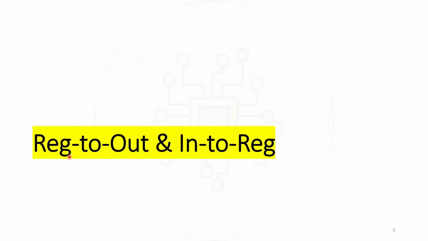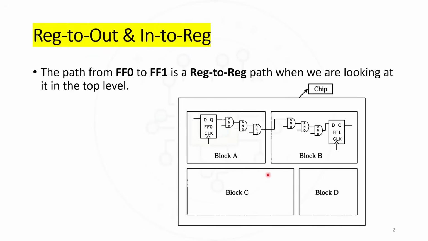In this video, let us try to understand what is meant by register to output and input to register. If you see this particular diagram, this is one complete chip which is having 4 blocks, that is block A, block B, block C and block D. In block A, there is a flip-flop followed by some combination logic, and in block B there is some combination logic followed by a flip-flop, and from block A to block B they are connected in this manner.